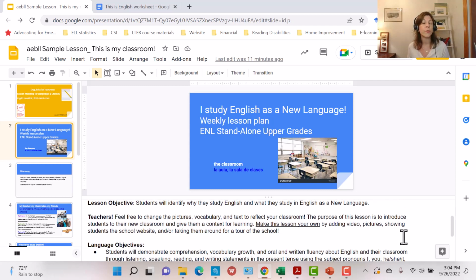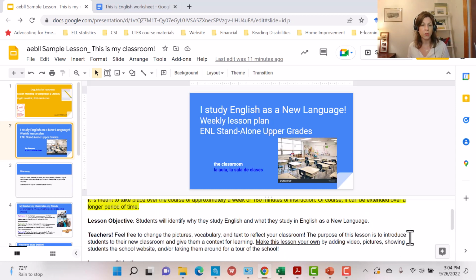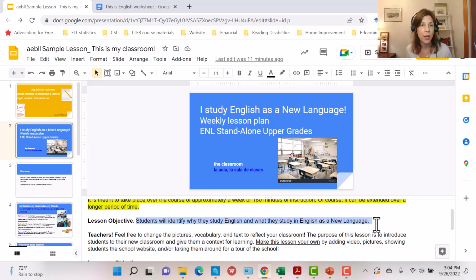Okay, I want you to feel free to make any changes you'd like to this lesson to make it your own. Our language objectives are, well, let me start with the content objective. The students will identify why they study English and what they study in English as a new language. I want them to start developing some metalinguistic awareness around their new language.